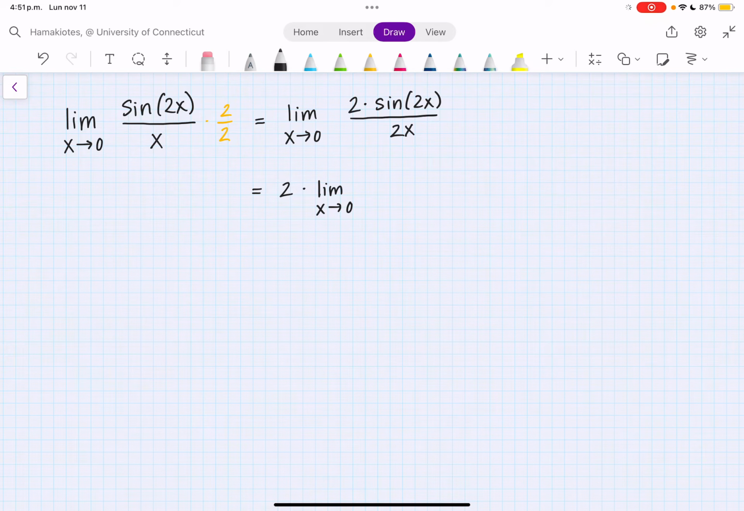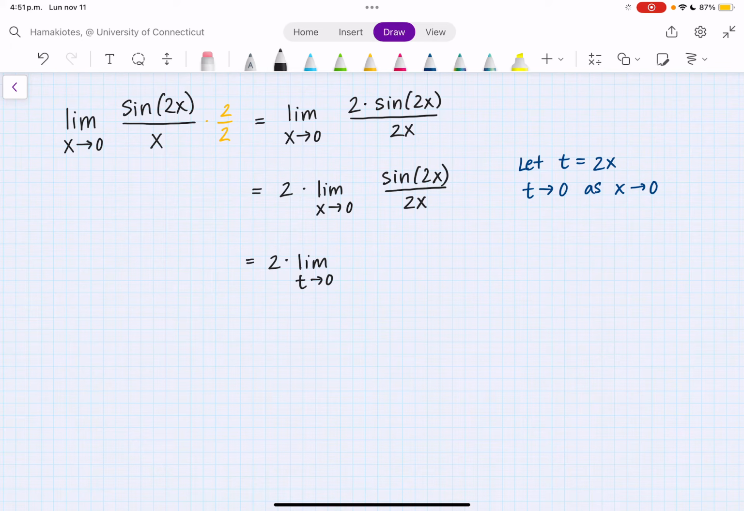as x approaches 0 of sine of 2x over 2x. And so I can do the following substitution. Let t equal 2x, and notice that t goes to 0 as x goes to 0. So now, doing my substitution, I'll rewrite the above as 2 times the limit as t goes to 0 of sine of t over t.